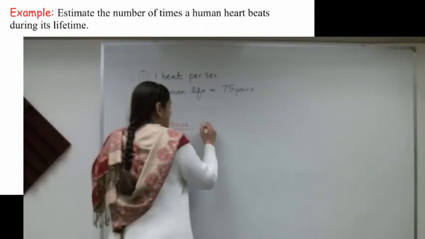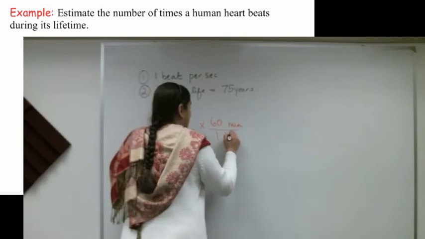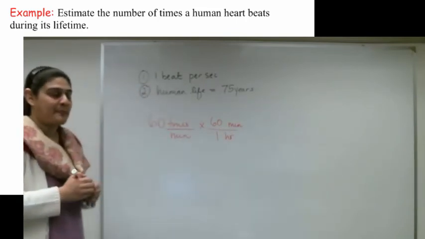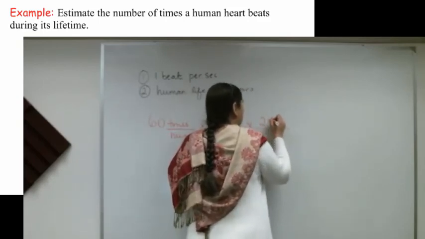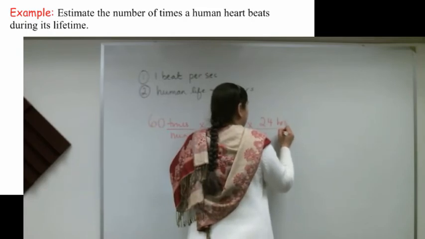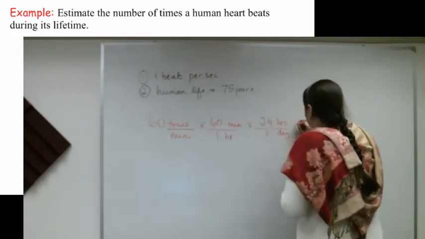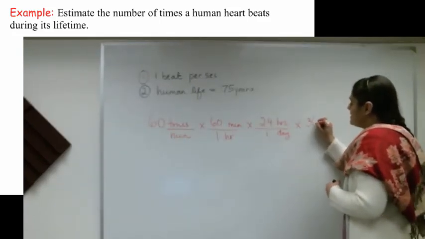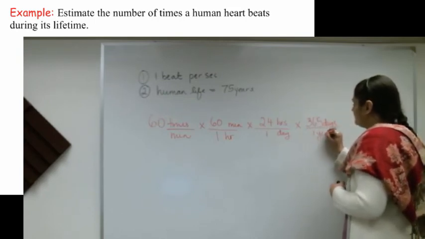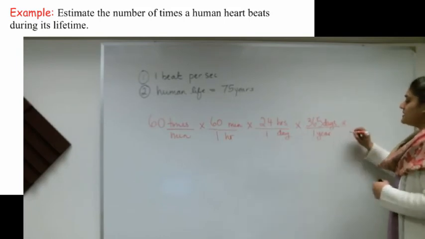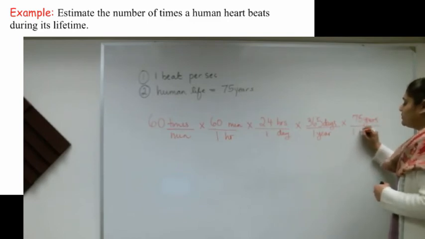I also know there are 60 minutes in 1 hour, right? And there are 24 hours in 1 day. And there are 365 days in 1 year. And he lives for 75 years in 1 lifetime.